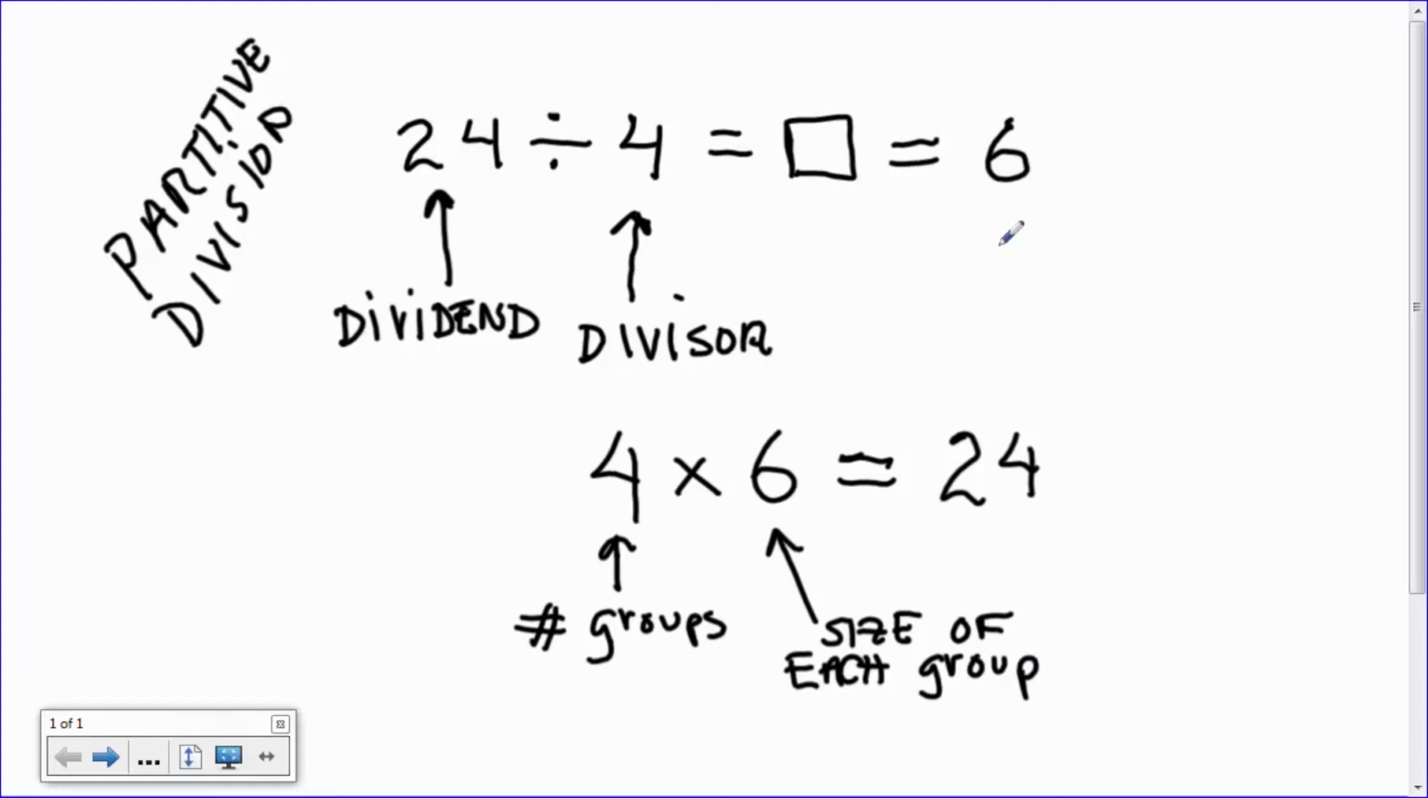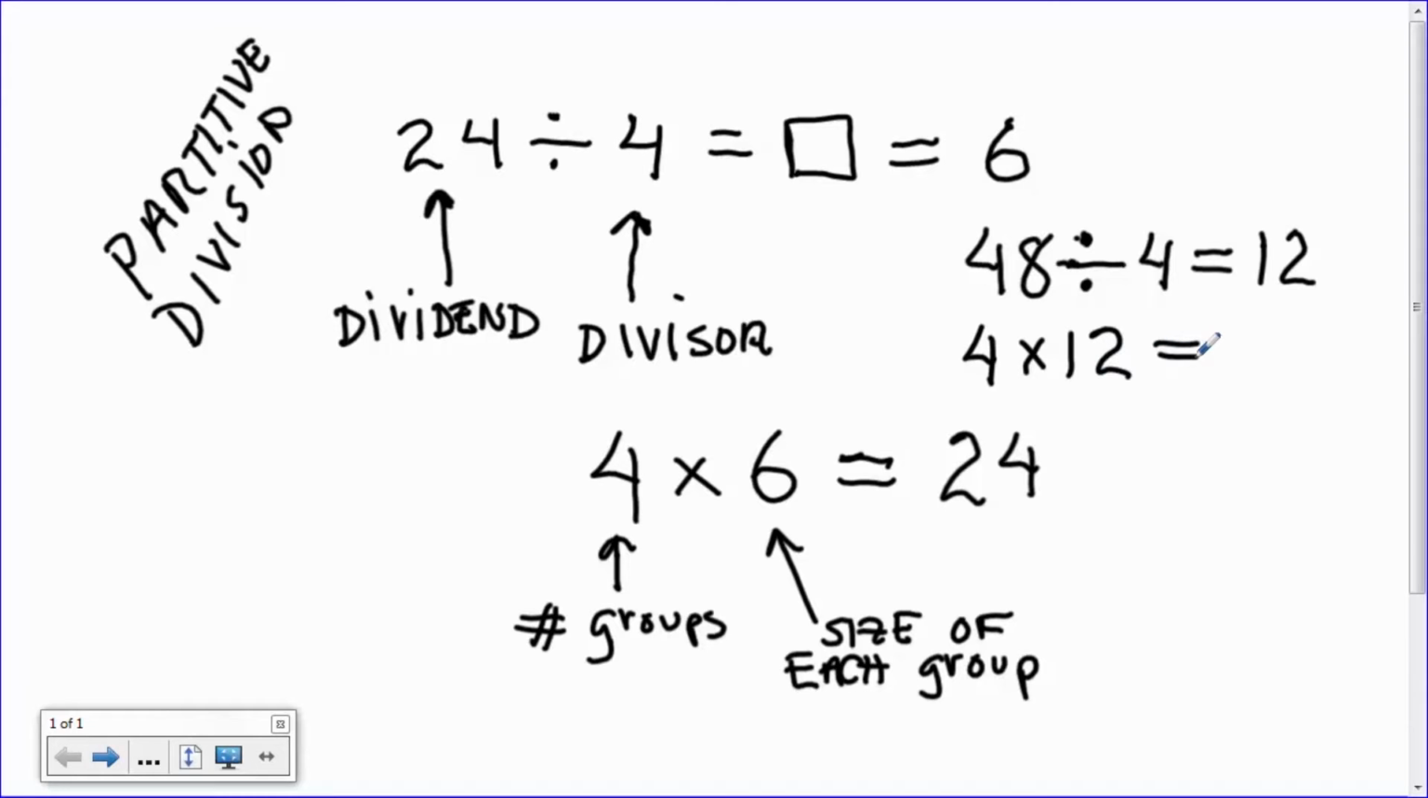So if we started out, instead of 24, if we started out with 48 beach balls, and we divided it by 4 kids, then we would go through a process and find out that each of the kids received 12 beach balls, and we can confirm this because if 4 is the number of kids and 12 is what we believe to be the answer, then if we put those 4 kids and the number of beach balls that each kid has together, we better be able to recover or get back to the original dividend set, or the size of the dividend set, which is 48.